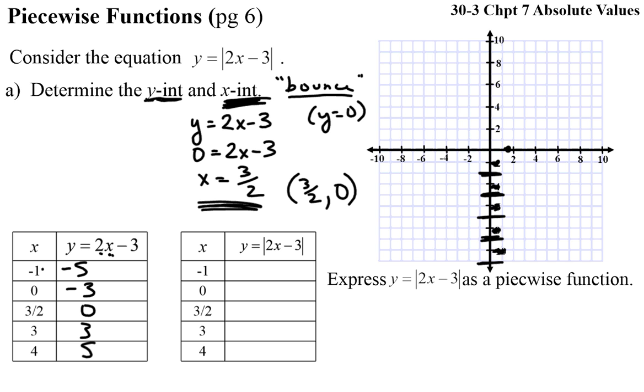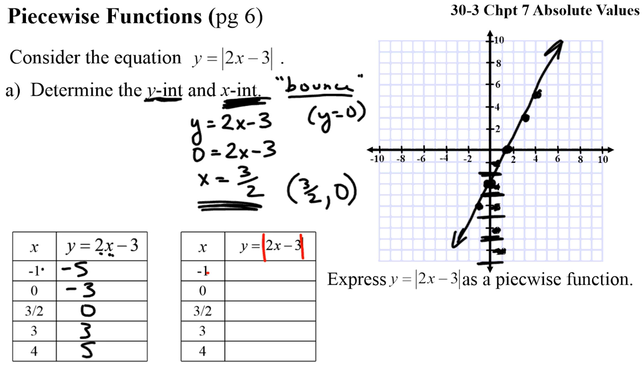So we have (-1, -5). We have (0, -3). We have (3/2, 0). We have (3, 3). And we have (4, 5). So we can see that that makes sense because we have a straight line, it's linear. There's our graph.